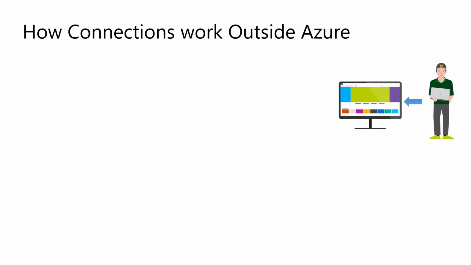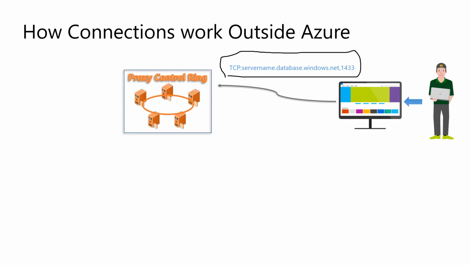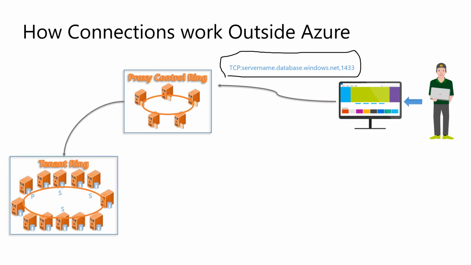Another configuration is when you are working outside of Azure. If we have the same scenario using TCP and port, we have the proxy control ring, but in this case, the redirection does not occur, and all the connections go through the proxy. The proxy retrieves the data, tries to connect with the primary of the database server that we have running your database, and sends the information across through the proxy. So this is the connection when you run outside of Azure.